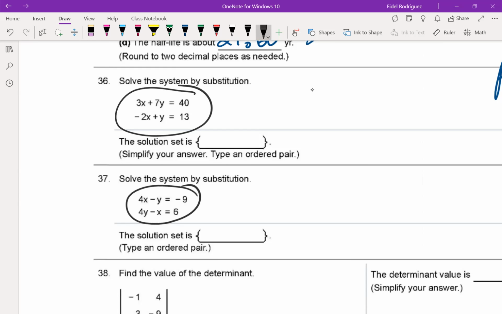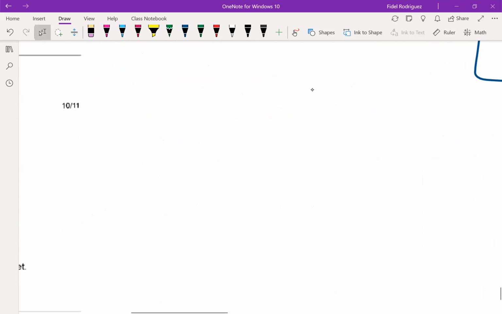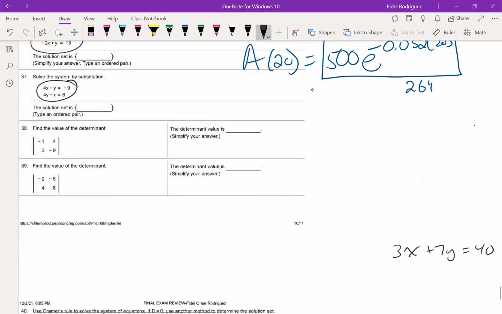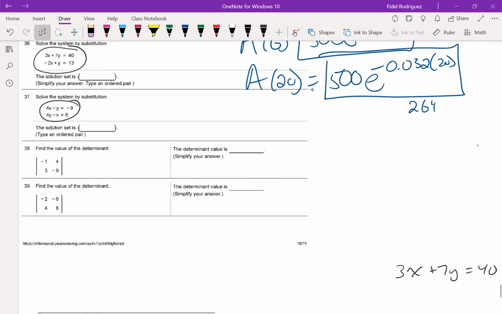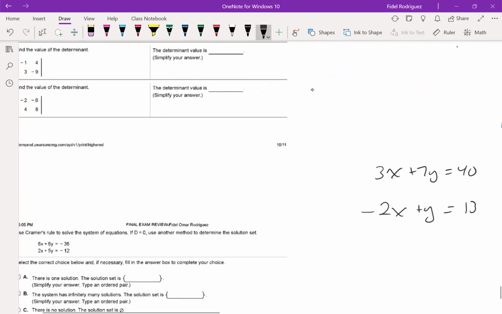Okay, 3x plus 7y equals 40. And negative 2x plus y equals 13.